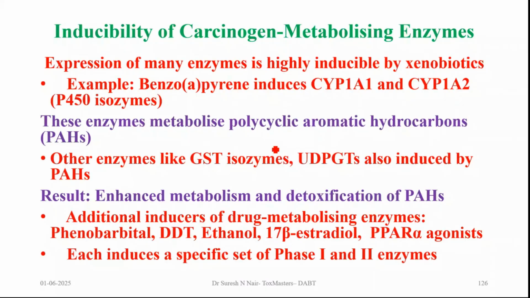Then inducibility of carcinogen metabolic enzymes. Many of such enzymes are induced by many of the carcinogenic agents. One of the mechanisms by which they act as carcinogens is that they themselves require activation from the stage of procarcinogen to carcinogen. So they will activate the enzymes that are capable of converting the procarcinogenic agent to a carcinogenic agent. Okay, that is, when we studied benzopyrene, we already studied these mechanisms.